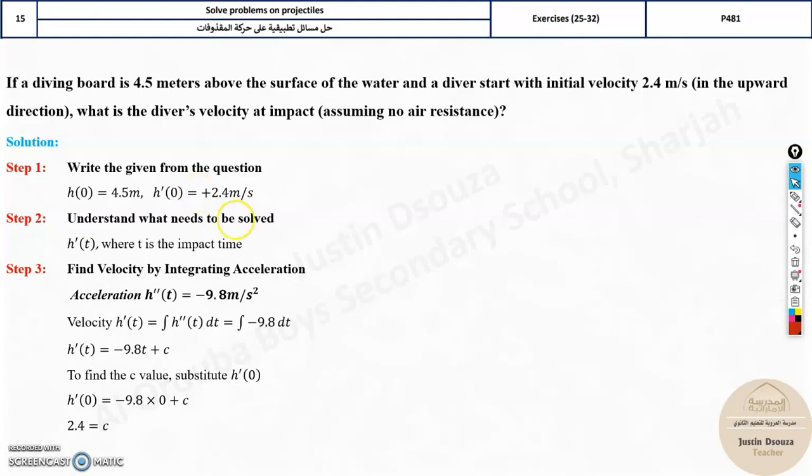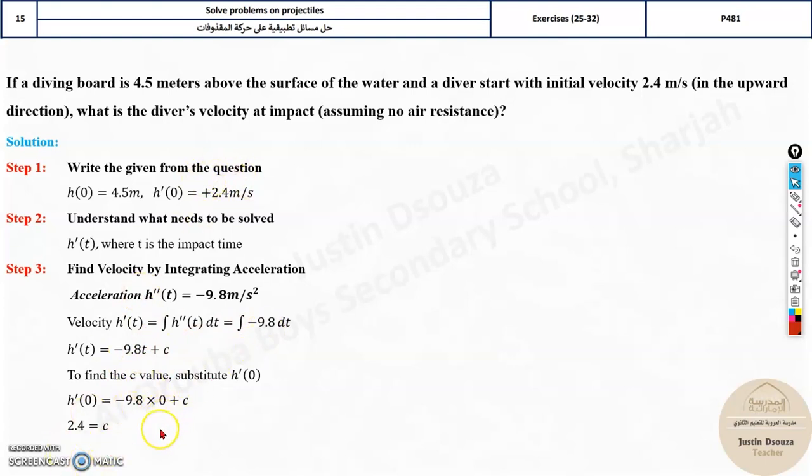There is also another easy method. Any time initial velocity or initial height is given, directly take that as the constant of integration, the C value. Why? Because all the terms with t become 0. Only when there is a trigonometric function, you cannot do that, or in some rare cases. But in general, if you have a polynomial equation, you can just take this as C.